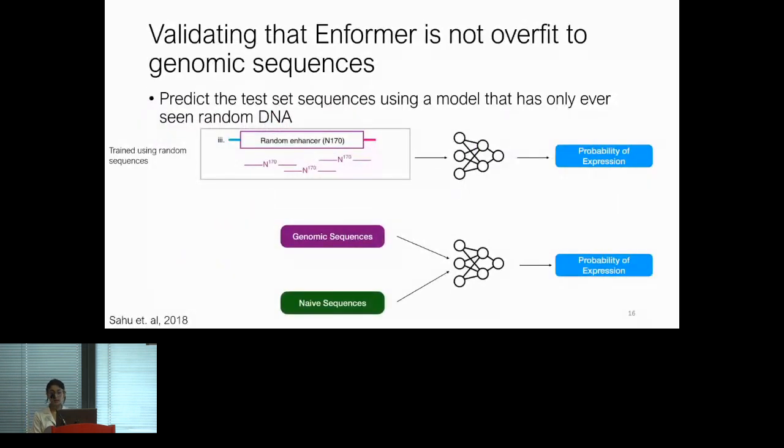But we do understand that this was a significant domain shift for Informer. Informer has never been trained on random DNA. It's only ever seen genomic DNA. So we wanted to validate these results using a model that's only ever seen random DNA.